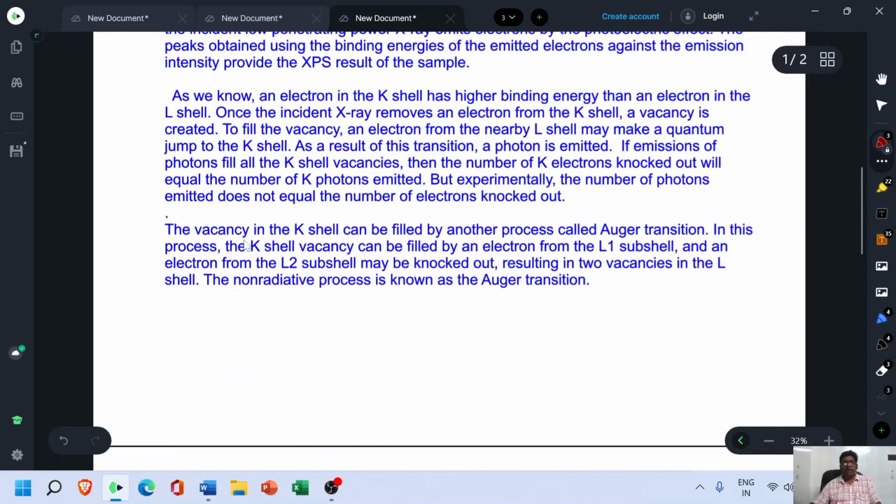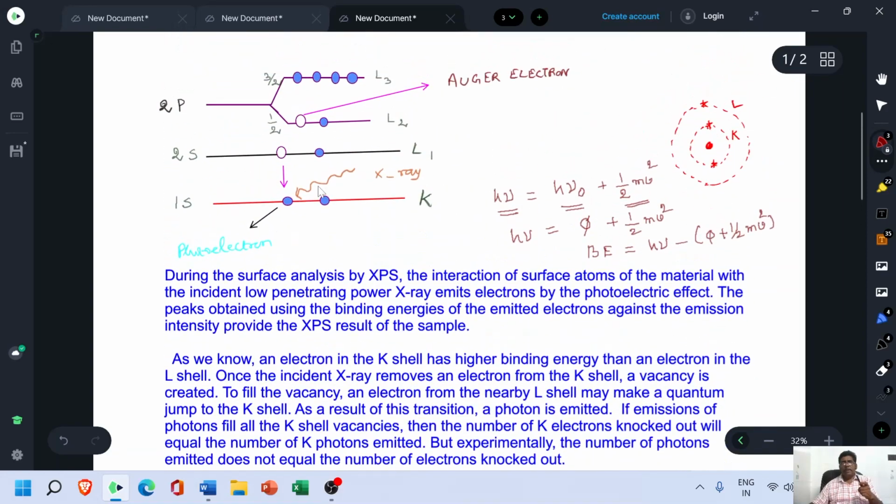Now read out this. The vacancy in the K shell can be filled by another process called Auger transition. In this process, the K shell vacancy can be filled by an electron from the L1 subshell. That means an orbit of L shell. See here, this is the s orbit of L shell.